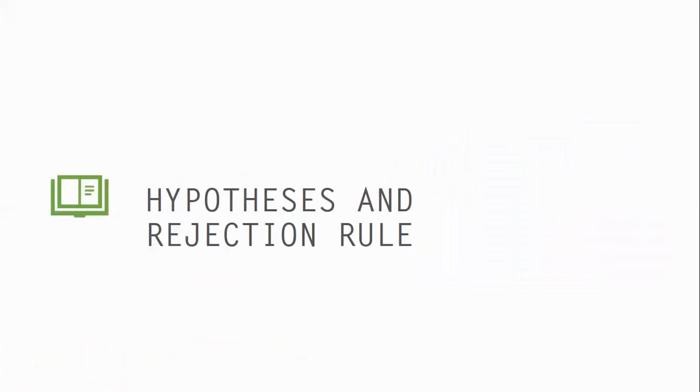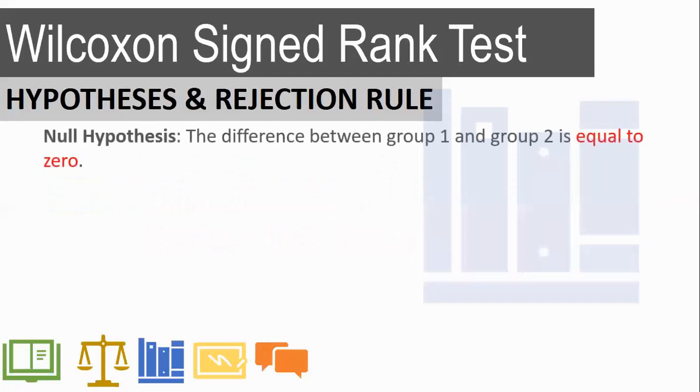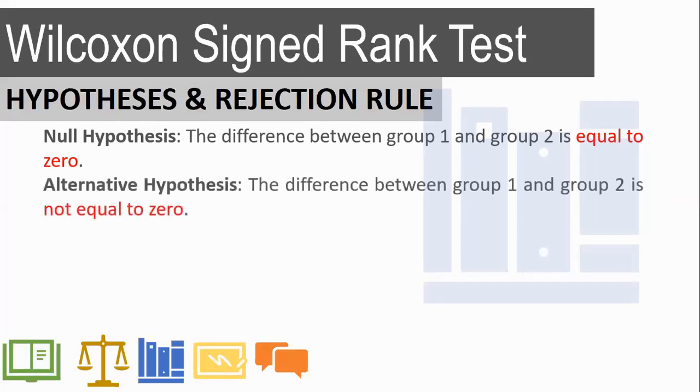And now, what are the hypotheses and the rejection rule? The null hypothesis of the Wilcoxon signed-rank test is the difference between group 1 and group 2 is equal to 0. And its alternative hypothesis states that the difference between group 1 and group 2 is not equal to 0.